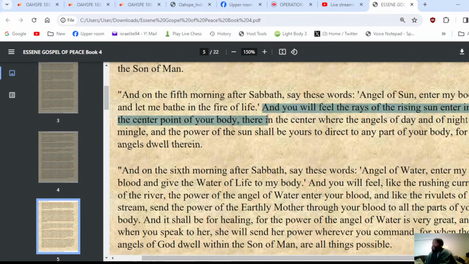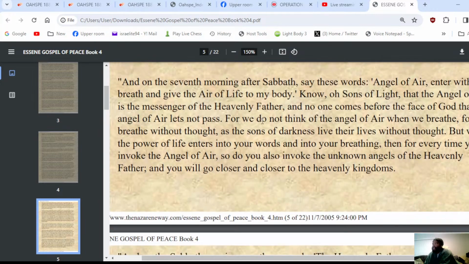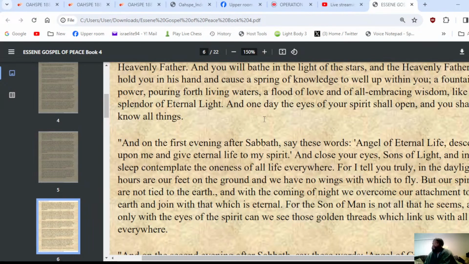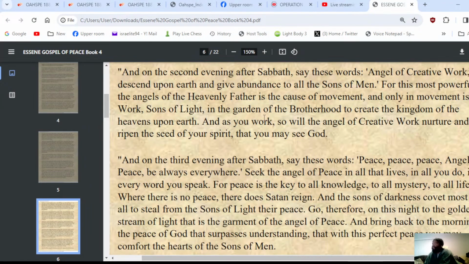And we read, and you will feel the rays of the rising sun enter into the center point of your body. There in the center, where the angels of day and of night mingle, and the power of the sun shall be yours to direct to any part of your body, for the angels dwell therein. And then this evening is going to be the angel of wisdom, or angel of love.